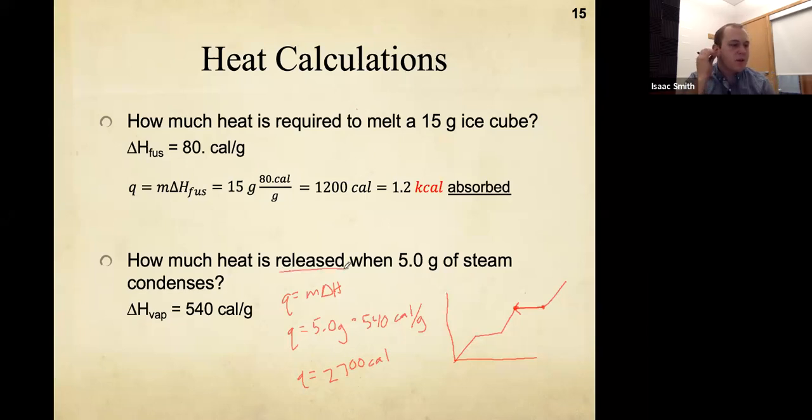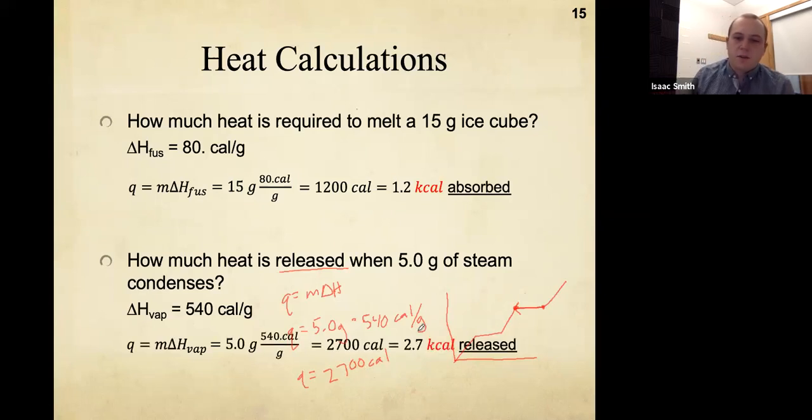Depending on what the question's asking, it could say how much heat is released, or it could just say how much heat is transferred. But you may see a negative number here. Sometimes you'll see this as negative 2,700 calories, which is just denoting that the energy is being released. But it would also be okay to say 2,700 calories were released, or negative 2,700 calories were transferred. So just pay attention to the verbiage there. Here we use a positive number, but we say it's released.